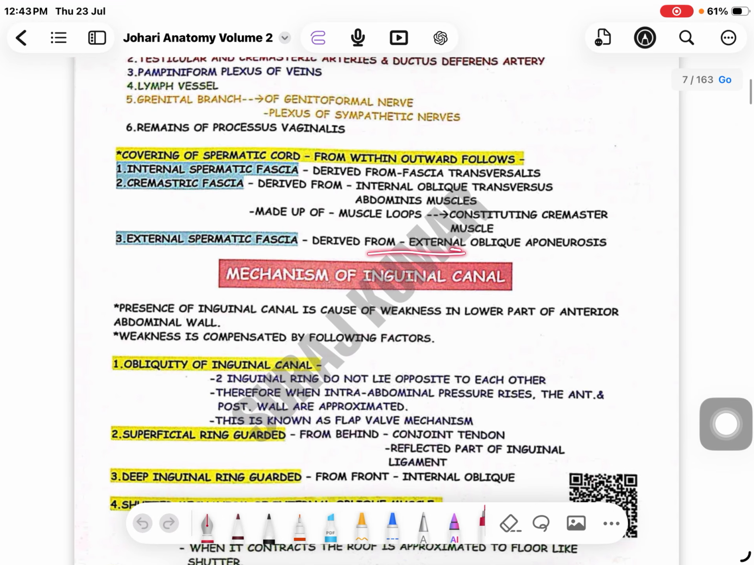External spermatic fascia, external oblique muscle. Cremasteric fascia derived from internal oblique muscle, internal oblique and transversus abdominis muscle. So it is both internal oblique and transversus abdominis muscle, made up of muscle loops, that constitute cremasteric muscle.